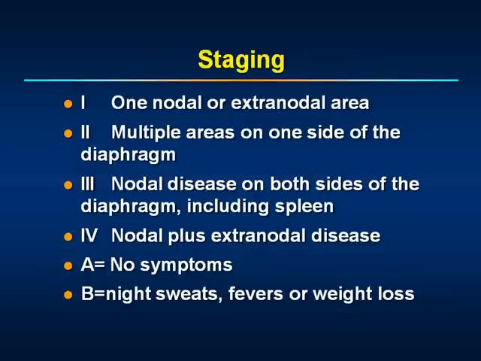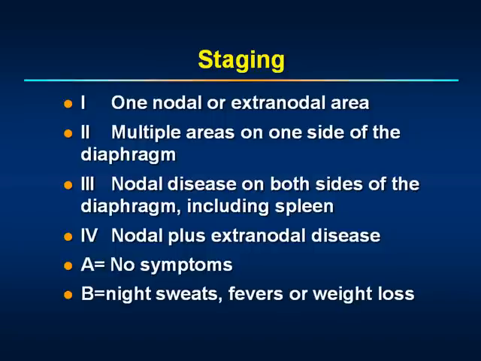Now, staging of lymphomas is fairly straightforward. There are stages 1 through 4, and then subtypes A and B. Basically, it relates to the distribution of the nodes. Stage 1 is one nodal or extranodal site. Stage 2 are multiple sites on one side of the diaphragm. 3 are sites on both sides of the diaphragm. And 4 is nodal plus extranodal disease.